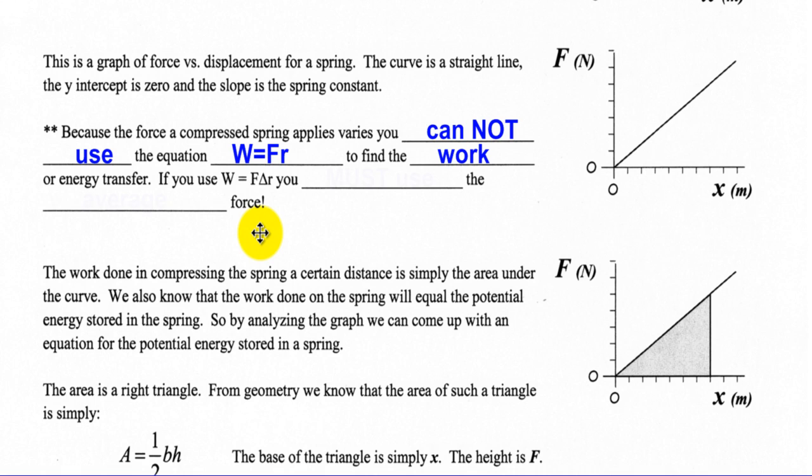This is the number one mistake I see in this unit. People use W equals Fr on springs, and it does not work. It'll give you the wrong value, right? Because this has to be the constant force applied over the distance r. So again, the only way you can use this for a spring is if you put in the average force here. Otherwise, you are guaranteed to get the wrong answer. You've got to put in the average force.